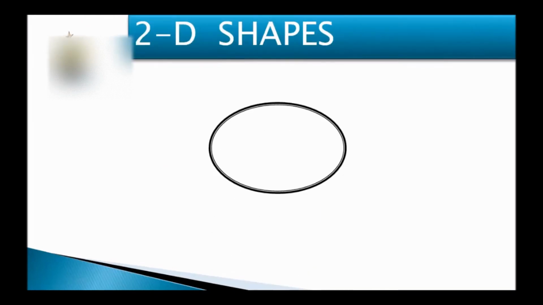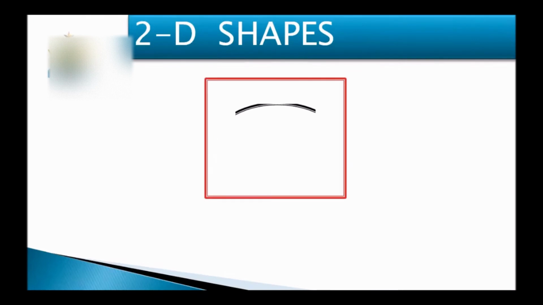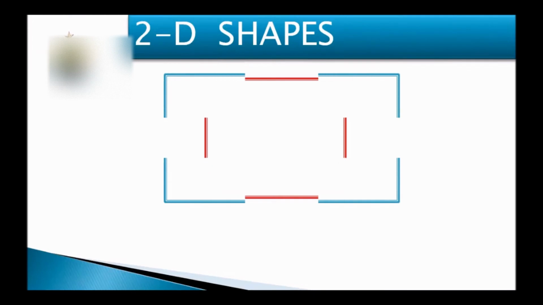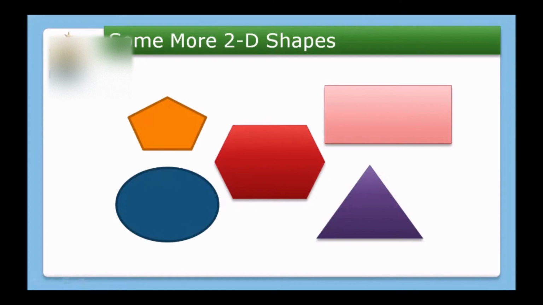2D shapes are circle, square, and rectangle, because it means that these have length and breadth. These are some more examples from two-dimensional shapes, which include triangle, pentagon, hexagon, rectangle, circle.